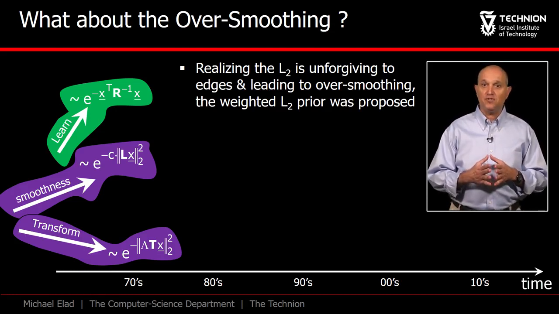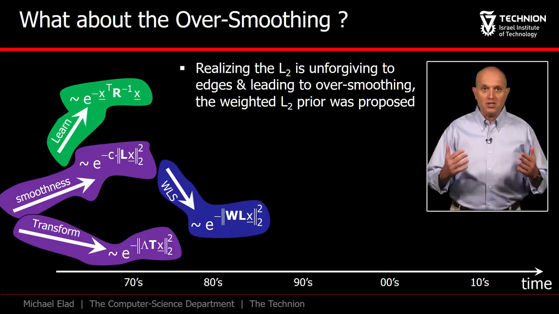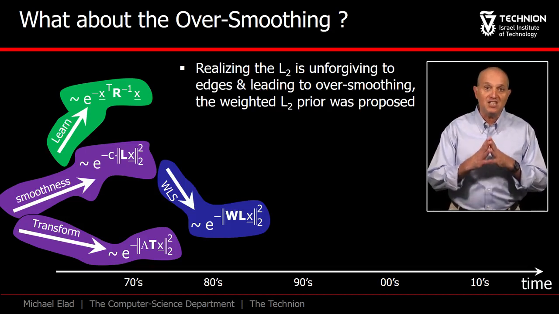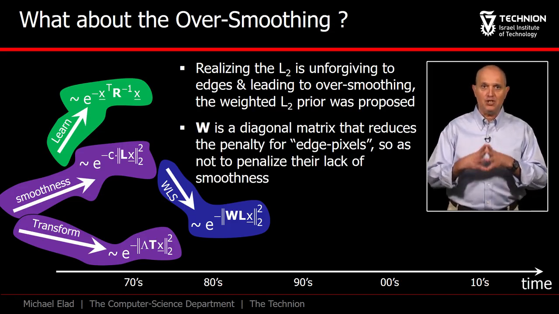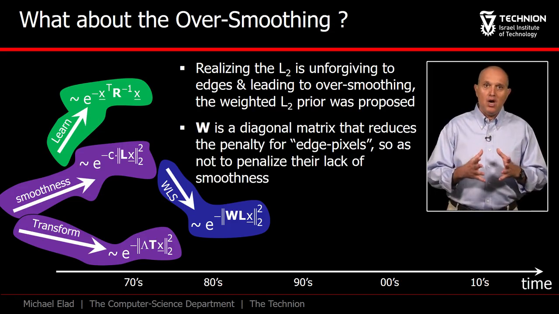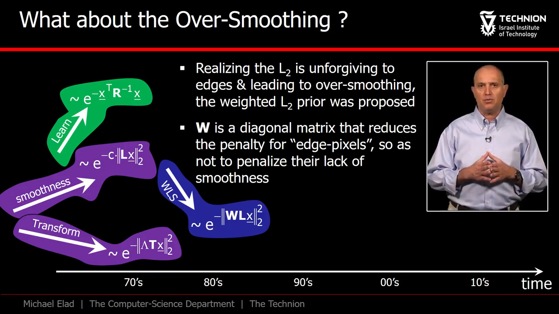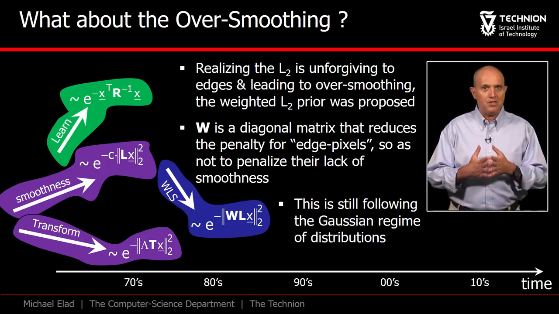The remedy suggested at first was weighting. So, rather than penalizing all pixels equally, those suspected of being edges get some sort of a discount. W is a diagonal matrix that reduces the penalty for pixels suspected to be edges. You may wonder, how come we know W? And yes, you will be right. This is a shortcoming in this approach. Observe that with this modification, we are still in the Gaussian regime, but this is about to change.